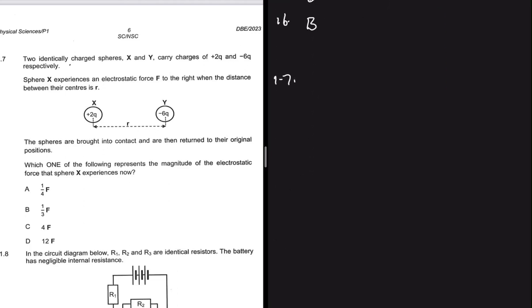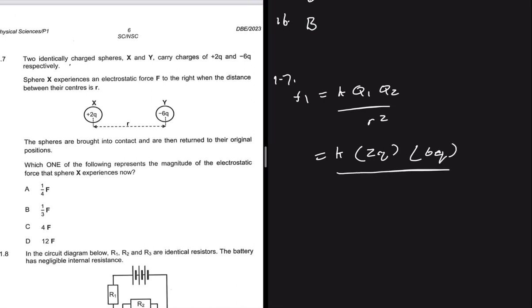So let's start with F1, before they are brought together. This will be equal to kQ1Q2 divided by r squared. Coulomb's law, right? k is a constant. And then what is Q1? 2q. And then Y is 6q. Why am I not saying minus 6q? That is because for Coulomb's law, we are only interested in the magnitude of the charge. And then divided by r squared. So this will be 2 multiplied by 6, which is 12kq divided by r squared.